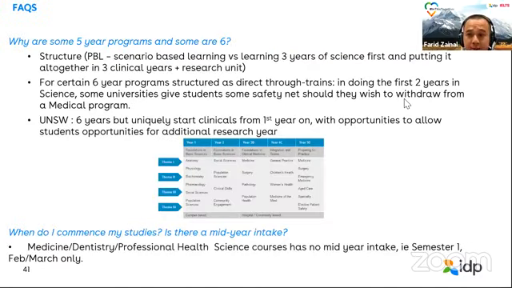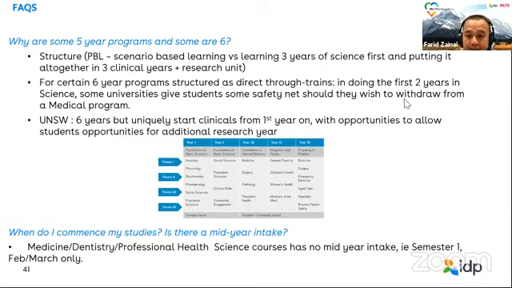Okay, so the next FAQ question is why are some programs 5 years, specifically the Monash one, and some 6 years? To put it broadly, the 5-year program doesn't include a year of research. For the 6-year program, this can be broken down into different structures as offered by the different universities. For example, the University of Adelaide uses case-based learning, or PBL, as more commonly known here, problem-based learning, as the dominant learning mode in the early years of the program. The clinical placements commence only from the 3rd year onwards.